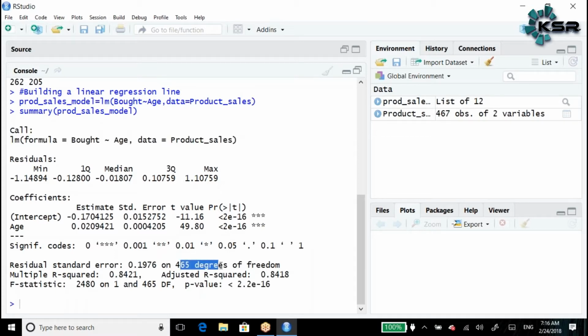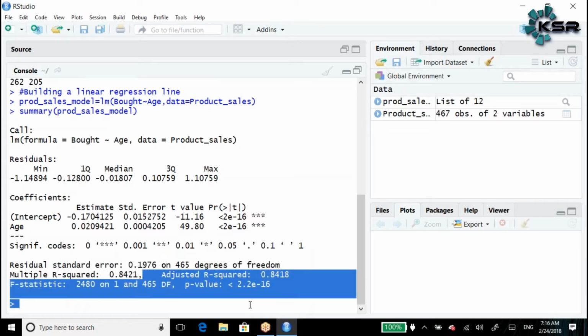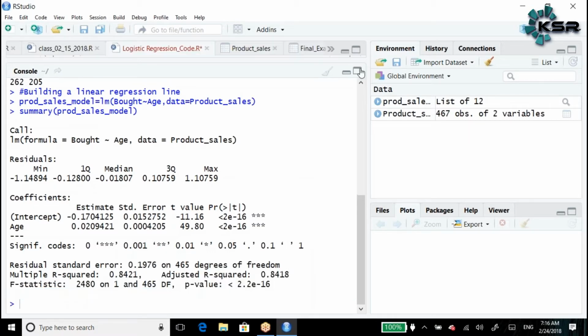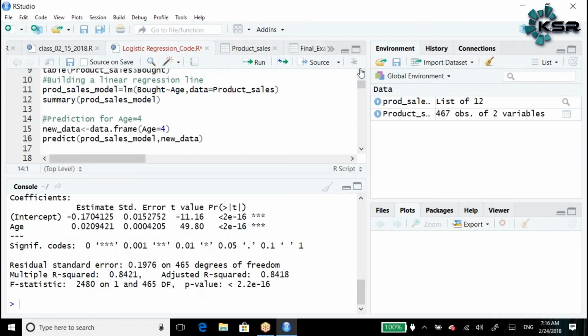Why did we get the 465? The formula is n minus k minus 1. N is the total number of observations, that is 467, minus k, which is the independent variable, minus 1, which is the one dependent variable. So 467 minus 2 gives the 465. And here R square is the multiple R square and the adjusted one, and this is the F statistic value. Everyone is clear about it? Any questions till now? I hope everyone is clear about the process.